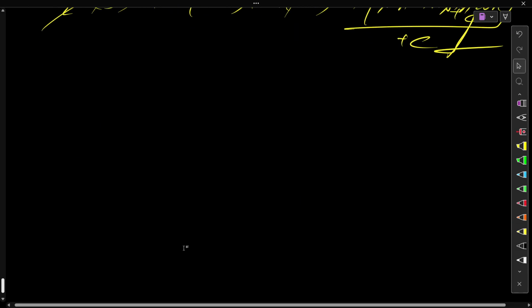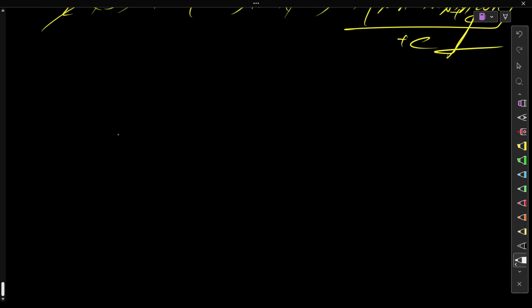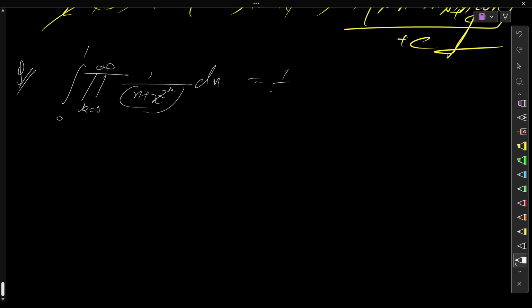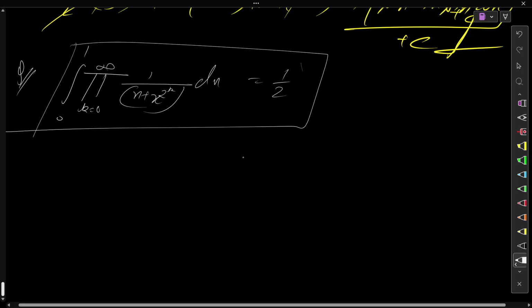Next question. Next question is to evaluate the integral from 0 to 1 of the continued product over k equal to 0 to infinity of 1 plus x to the power of 2 to the power of k dx, which is equivalent to half. We need to prove it. So this is basically question number 17.